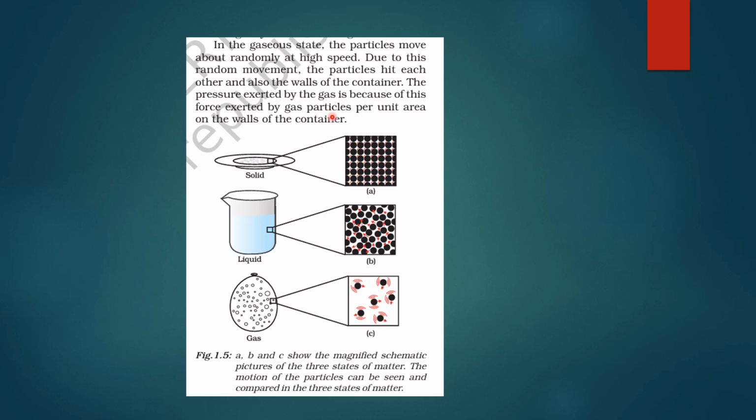Okay. So in gaseous state, the particles move about randomly at high speed. Due to this random movement, the particles hit each other and also the walls of the container. The pressure exerted by the gas is because of this force exerted by gas particles per unit area on the walls of the container. Correct?